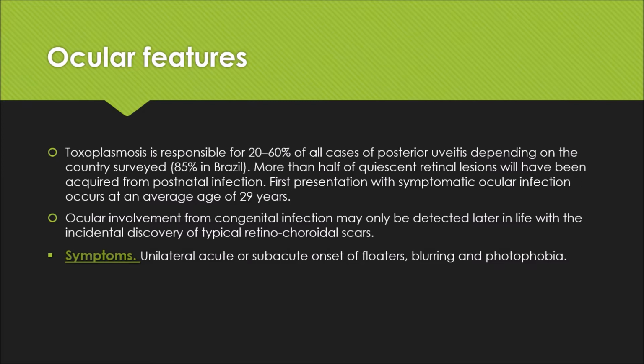First presentation with symptomatic ocular infection occurs at an average of 29 years, and that might be due to the fading acquired immunity, which is specific to toxoplasmosis. Now, recurrent episodes of inflammation are common and occur when the cysts rupture and release hundreds of tachyzoids into the normal retinal cells.